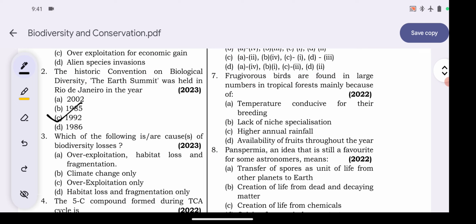Next question number third. Which of the following is or are causes of biodiversity losses? Option A, overexploitation, habitat loss, fragmentation. Option B, climate change. Option C, overexploitation. Option D, habitat loss and fragmentation only. So here the answer will be option number A, that is overexploitation, habitat loss, fragmentation. All are the causes of biodiversity losses.